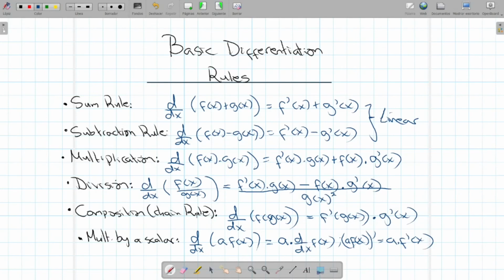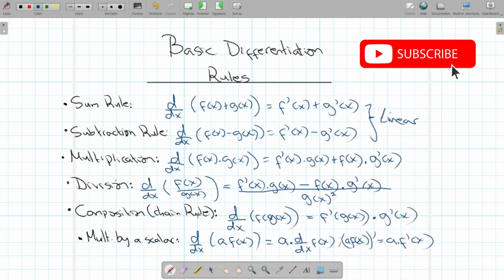The composition is the chain rule. The derivative of the composition of two functions is the derivative of the external one times the derivative of the internal one. And for multiplication by a scalar, a number, we can extract the number outside and do the number times the derivative of the function. Okay, so I hope this helps, and once we've recorded this video, then we can go into the derivatives of the rest of the functions.